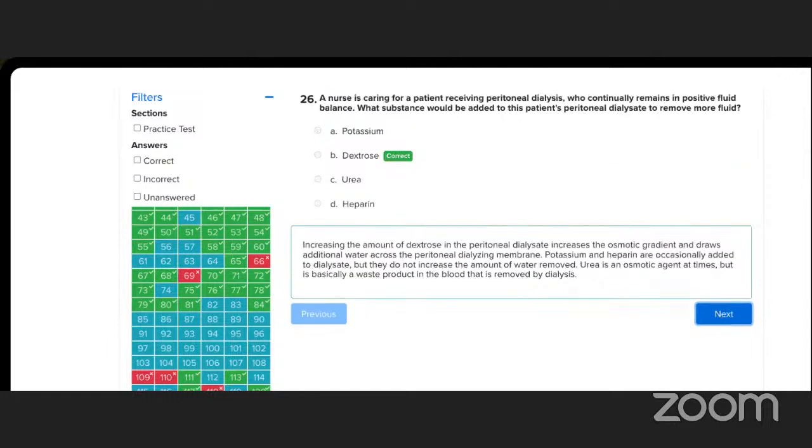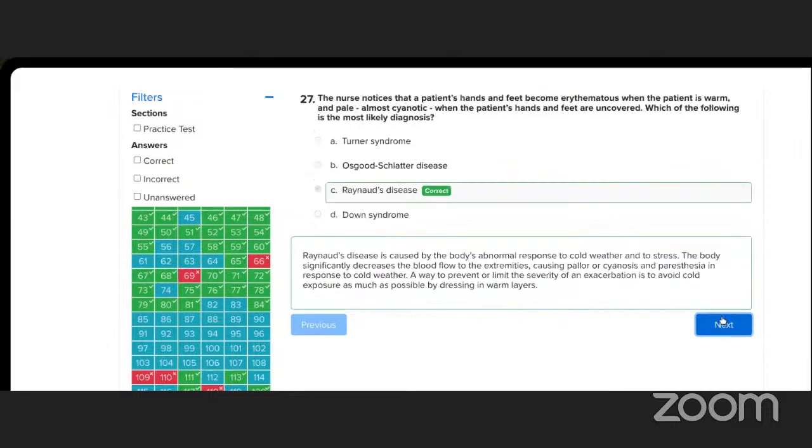We're going to move to question 27. The nurse noticed that a patient's hands and feet become erythematous when the patient is warm. This is a classic sign of Raynaud's disease. It's caused by the body's abnormal response to cold weather and to stress. The body significantly decreases the blood flow to the extremities, causing pallor or cyanosis and numbness in response to cold weather.